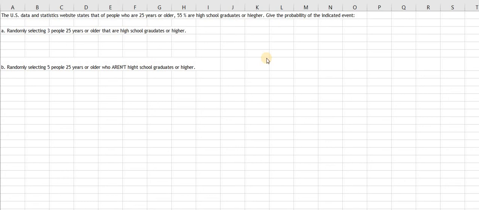The U.S. Data and Statistics website states that of people who are 25 years or older, 55% are high school graduates or higher. Give the probability of the indicated events. First, you want to find out the probability that randomly selected 3 people, 25 years or older, are high school graduates or higher. Let's say that G represents a high school graduate or higher.